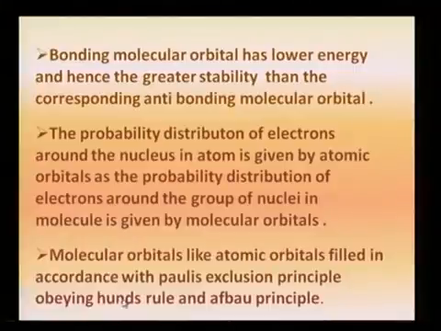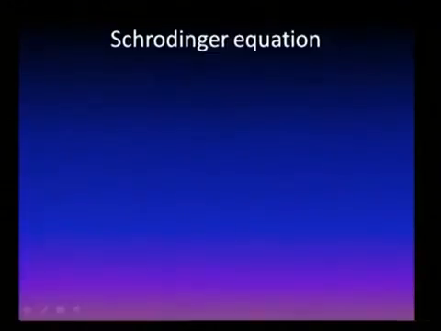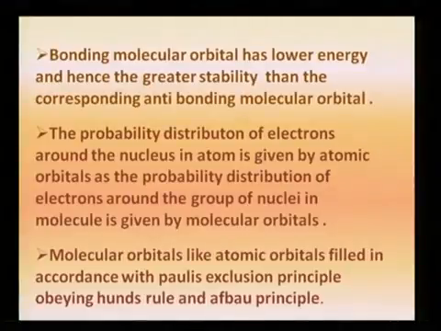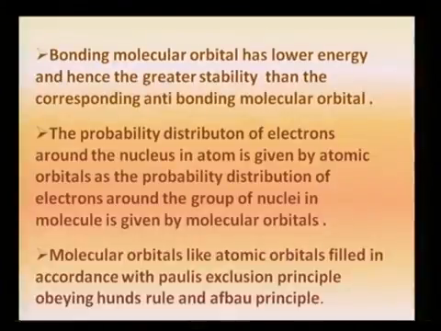And the seventh salient feature of molecular orbital theory is that molecular orbitals, like atomic orbitals, are filled in accordance with Pauli's exclusion principle, obeying Hund's rule and Aufbau principle. It means the electrons of atomic orbitals are filled in molecular orbitals by obeying these three principles. What are these three principles? Pauli's exclusion principle, Aufbau principle and Hund's rule.